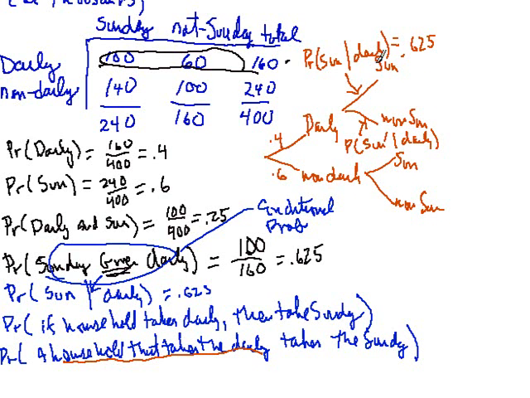Now, notice another interesting thing that happens here. If we look at the product along this branch, what are we going to get? Well, we get 160 over 400. That's an awkward way of writing 40%. And what about the conditional probability? The conditional probability was 100 over 160. Now notice what's going to happen here. This 160 cancels with that 160. This leaves 100 over 400, which is 25%, which notice was exactly what we had when we found the probability a person was a daily and Sunday.